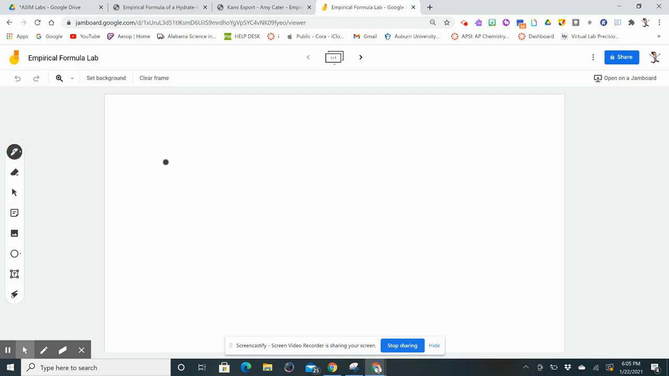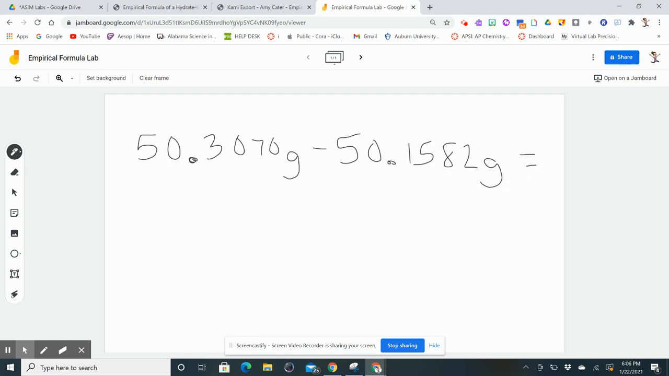To do that, you're going to take the mass of your beaker plus magnesium. For my sample data, that is 50.3070 grams. And we're going to subtract from that the mass of just the empty beaker, 50.1582 grams. So that gives us a mass of 0.1488 grams of magnesium. So that's the amount of magnesium that I had to start with before the reaction happened.